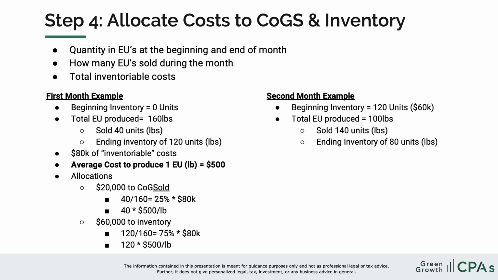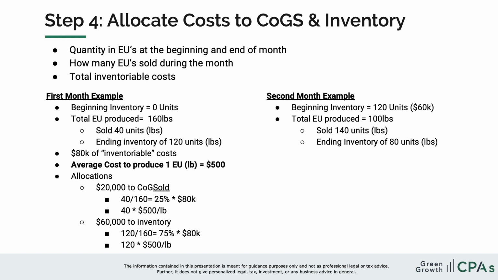So this business has now been operating for 2 full months. We have the beginning inventory of 120 units, and this is from the month 1 ending inventory. And that total value there is $60,000 because we're doing the $500 per pound, and it was the same $60,000 in ending inventory total there from month 1.